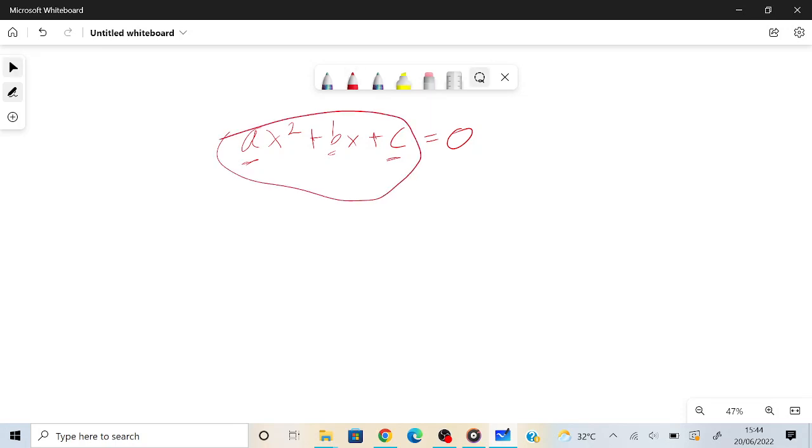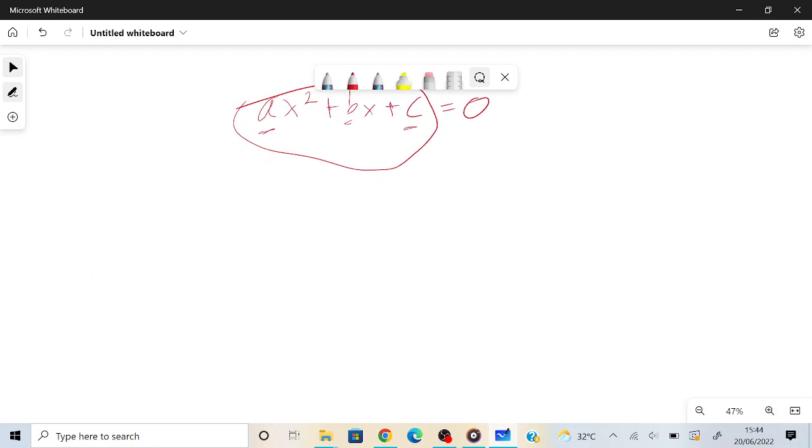Now, for my first example, I have x squared minus 5x plus 6. Now, as you can see, my c is 6, my b is minus 5, and my a is 1, because we all know that if there's nothing in front of the coefficient, that's the same as 1. So let's say this is 1.